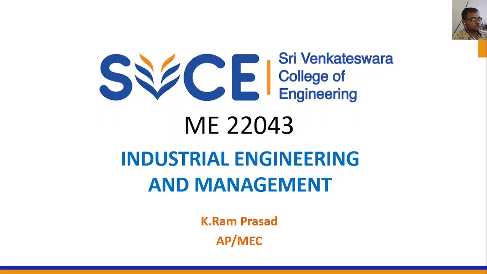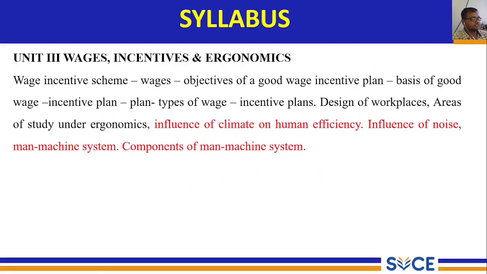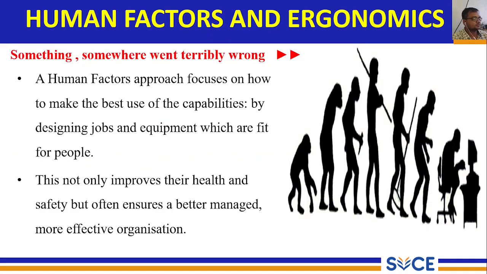So this video will be continuing with the remaining topics of Unit 3. The ones which are marked in red are the topics which we'll be discussing in the video. Influence of climate on human efficiency, influence of noise, man-machine system, and the components of man-machine system are the topics which we'll be discussing here.